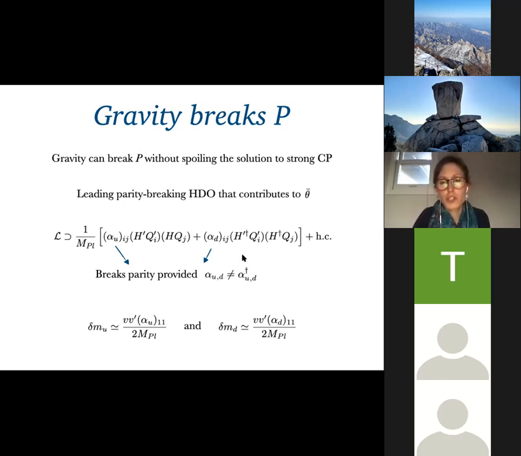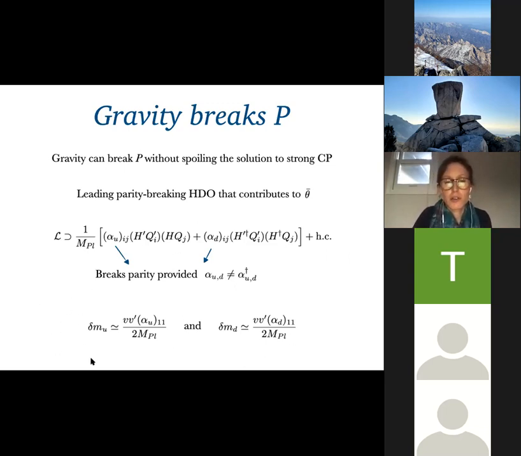So these operators are dimension 5. They are suppressed by a single power of M Planck. So if these coefficients that I am calling alpha here, so this matrix is alpha, if these are non-Hermitian, then these operators will explicitly break generalized parity. If this is the case, then when the Higgses in both the standard model and mirror sectors get their vacuum expectation values, then these operators lead to a contribution to the quark mass matrix that in general will be complex, and therefore will typically contribute to theta bar.